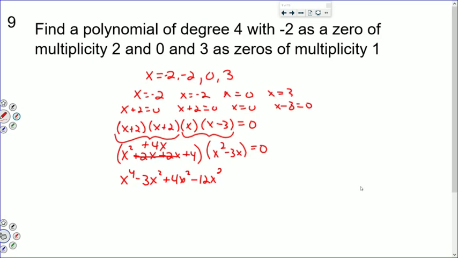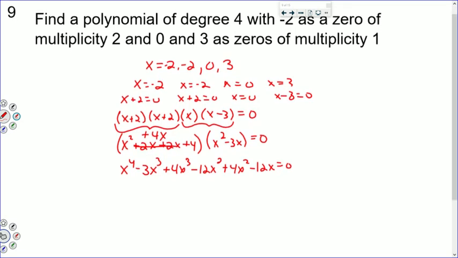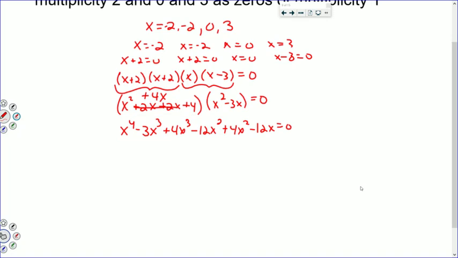This would be, let's see, not 3x squared, not 4x squared. This would be negative 3x cubed. Sorry about that. 4x cubed. And then 4 times x squared is plus 4x squared. 4 times negative 3x is negative 12x. Equals 0. So now we combine like terms: x to the fourth, negative 3x cubed plus 4x cubed is plus x cubed. Negative 12 plus 4 is negative 8x squared. And then minus 12x equals 0.